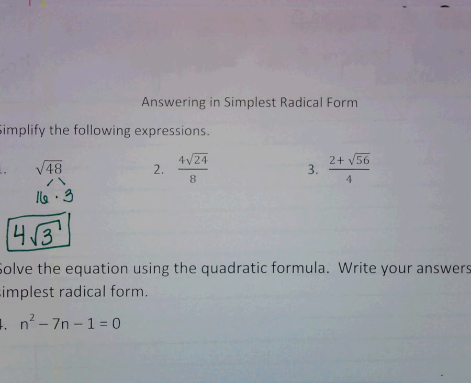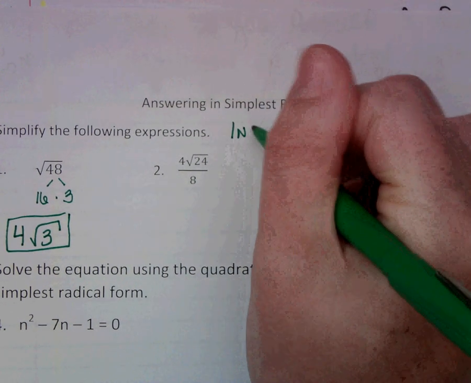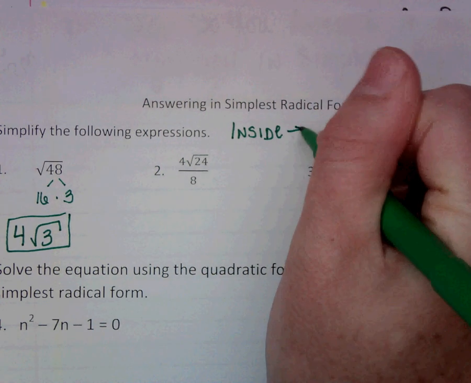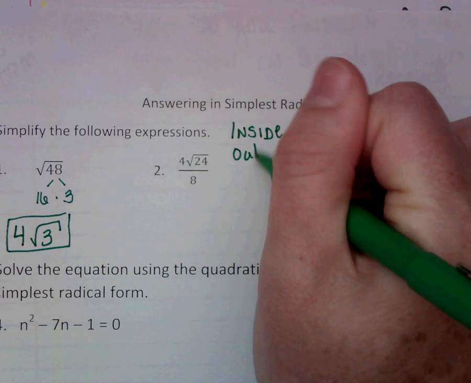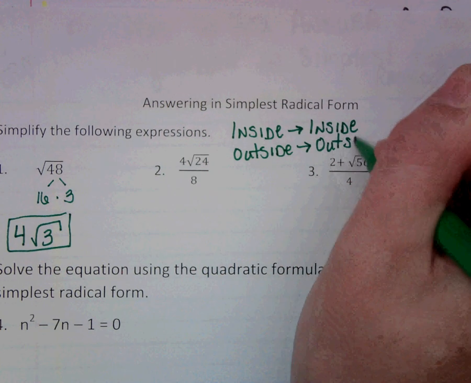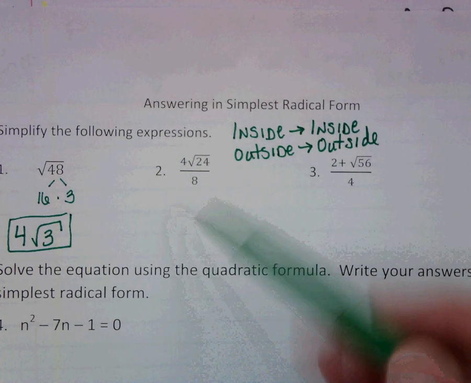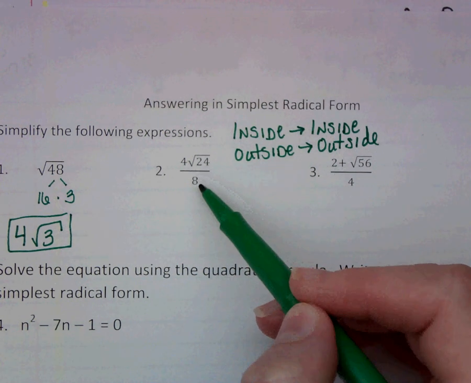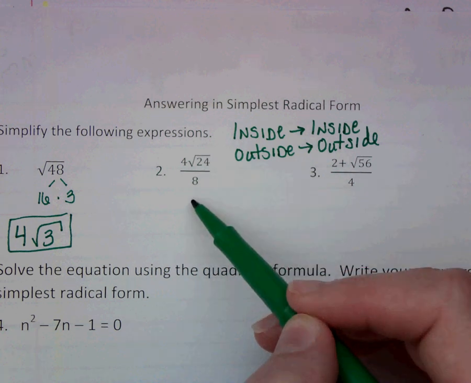Now looking at number 2, something I want to remind you is that we can only simplify inside with inside and outside with outside. That's just a little trick to think about: radicands with radicands, coefficients or non-radicands with non-radicands. So in this problem, I cannot say 24 divided by 8. One is inside the radical, one is not. One is a radicand, one is not. So I can't do that.